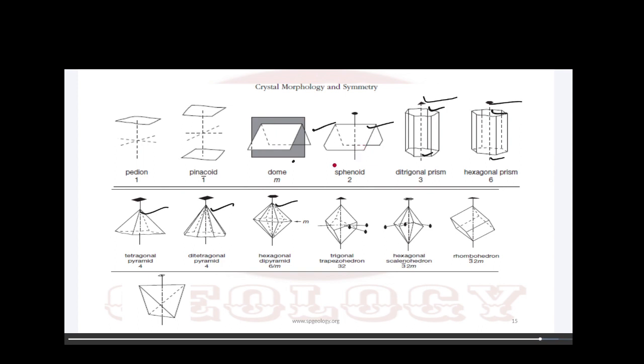But in case of dome, the dome is characterized by a mirror plane and sphenoid is characterized by a twofold rotational axis. That is the difference between them.